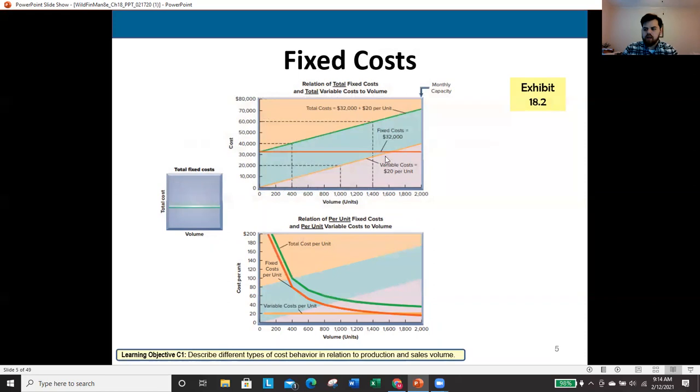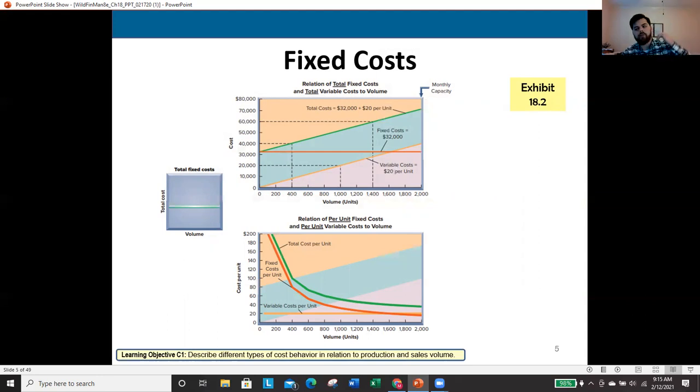Now, this bottom chart shows you your actual fixed cost, but on a per unit basis. So you'll notice that as you increase volume, your fixed cost per unit starts to decline, and it does so at a decreasing rate. For example, if you only produce one unit, you have to cover 100% of the fixed costs with that one unit. But the second you produce a second unit, now you only have to cover half the fixed cost for each unit produced. When you produce a third unit, you only have to cover a third of the fixed cost with each unit produced.